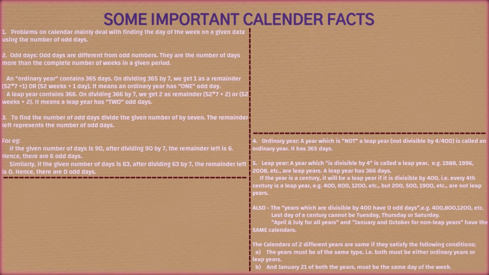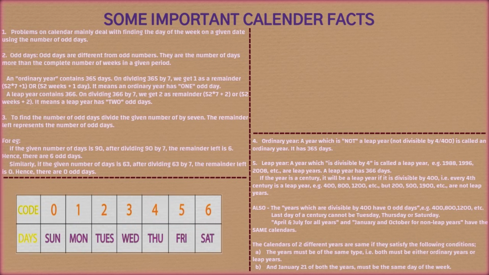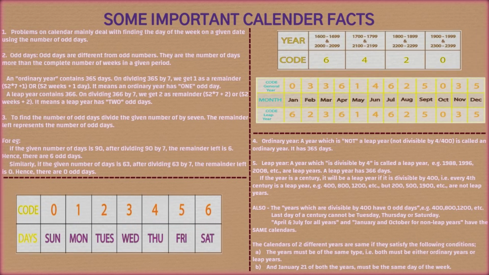In the leap year, there are 52 weeks and 2 odd days. In an ordinary year, February has 28 days and leap year has 29 days. Now, keeping all these in mind, we are now going to memorize some codes allotted to days, months and years in order to solve the calendar questions faster and in a more time efficient way. Pause the video right now and take a look at these codes allotted in front of your screen.